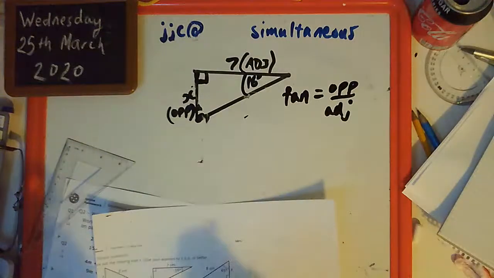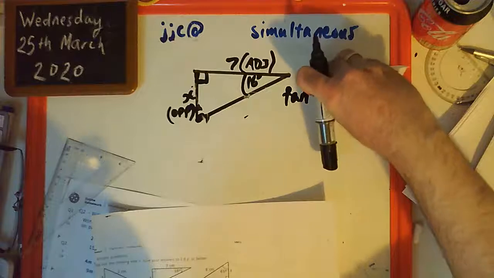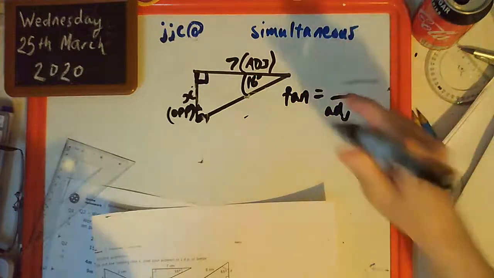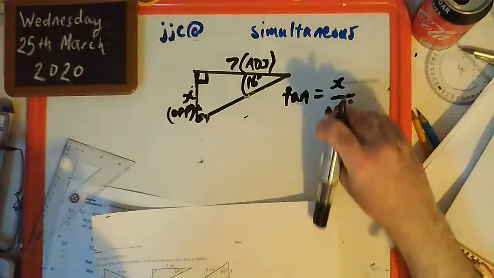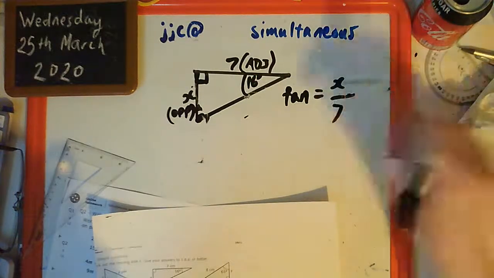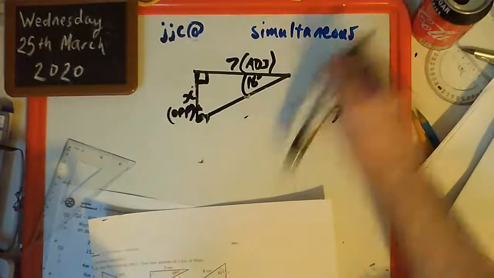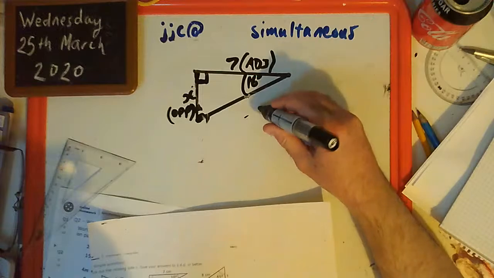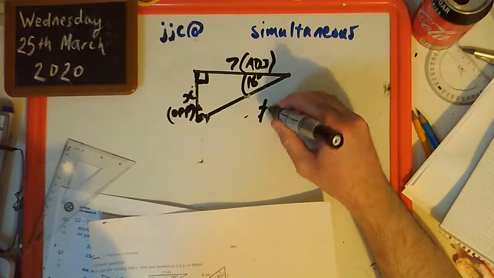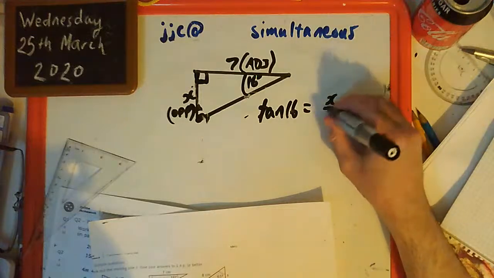And in this case, the opposite is the X and the adjacent is the 7. So tan of 16 equals x over 7. This isn't the best pen for this. It's kind of smearing, but tan 16 equals x over 7.